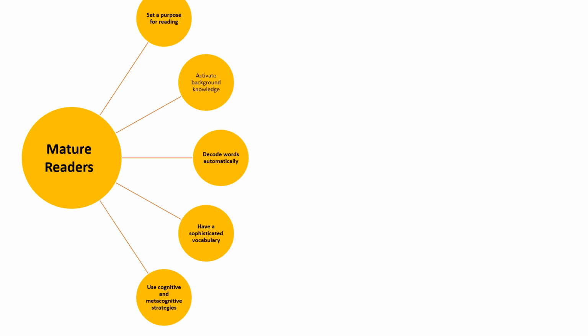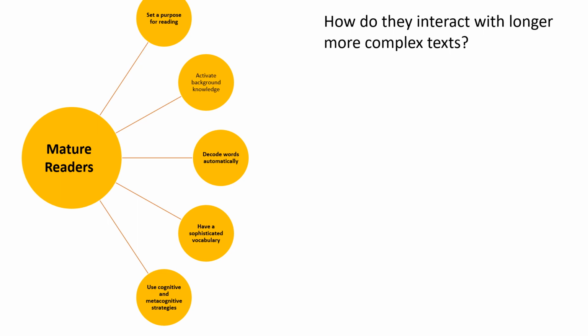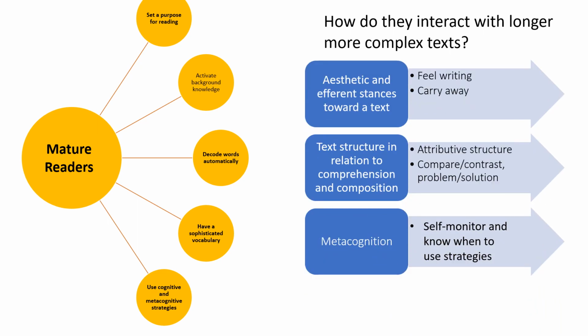These are some things that mature readers can do. They set a purpose for their reading, activate background knowledge, decode words automatically. They have a more sophisticated and advanced vocabulary, and they'll use cognitive and metacognitive strategies when they're reading. Because the texts they read are longer, the nature of how they interact with them is different than beginning readers that read stories.